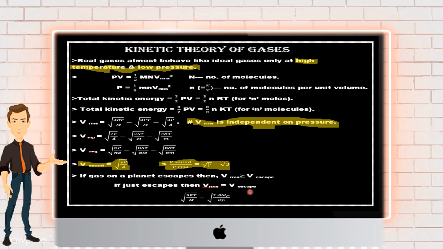We all know escape velocity, the term used in the gravitation chapter. RMS velocity we have discussed earlier. Root over 3RT by M is equal to root over 2GMp by Rp. Here G is the gravitational constant, Mp is the mass of the planet, Rp is the radius of the planet. Here R refers to the universal gas constant, T is the temperature, M is the molar mass.